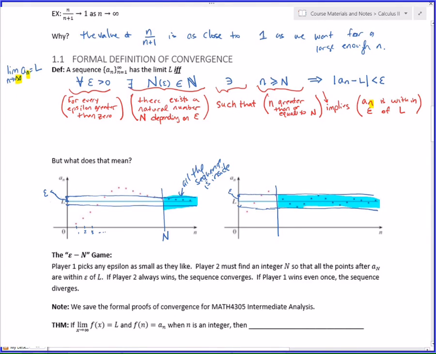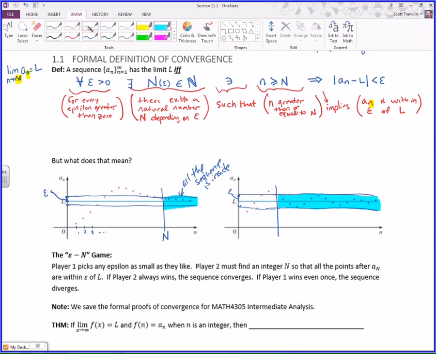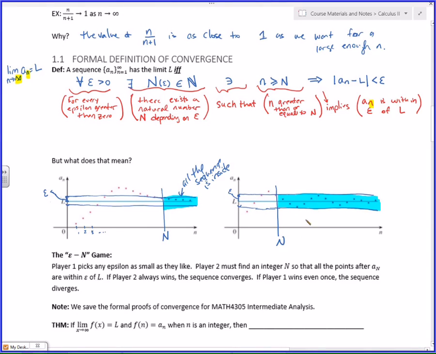So the rest of it is just after the line. After the line, I found the place. After here, that is for n greater than or equal to capital N, a sub n is between L minus epsilon and L plus epsilon. All the sequence is inside there. You can pick your epsilon wherever you want.